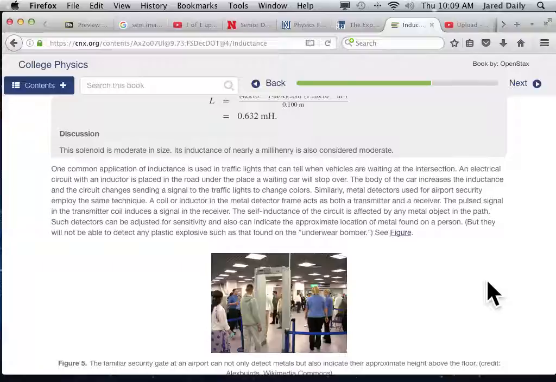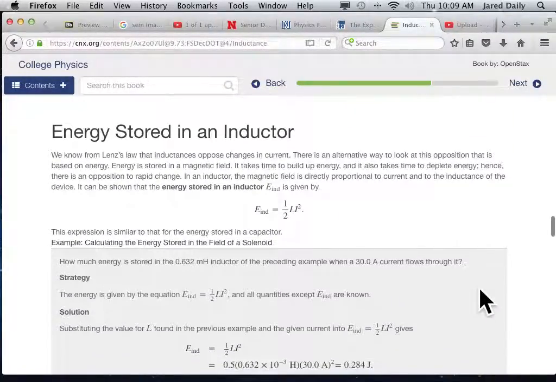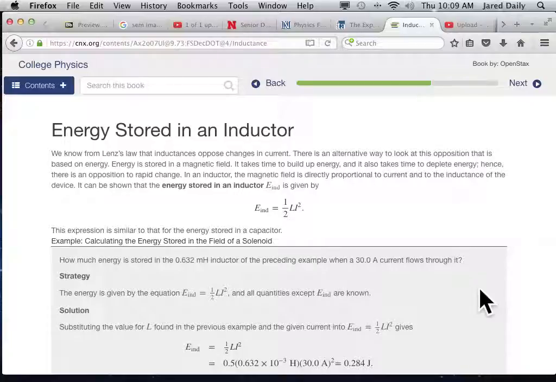Right here it says they will not be able to detect any plastic explosive such as that found on the underwear bomber. So explosives are sometimes metallic, sometimes not. Yeah, when you have metal in your body, you actually have to declare that when you go into an airport. You have to tell them that. You have to have medical proof that that's in your body. And then usually they will take you aside for essentially a personal search.